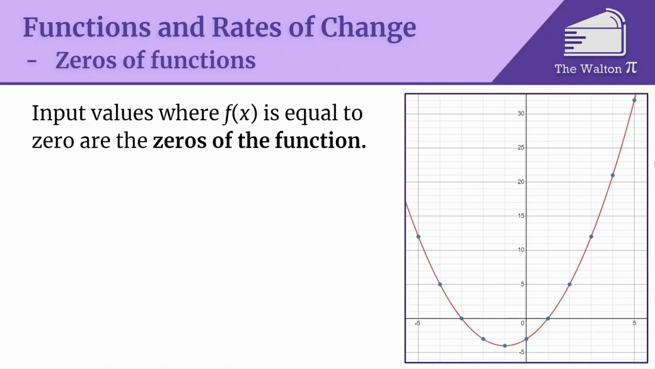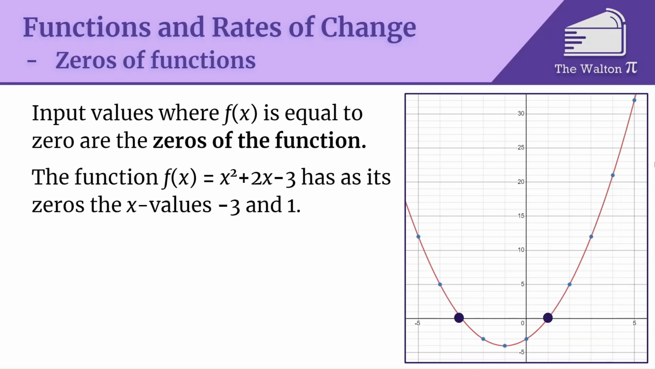One thing that we like to figure out about functions is where the function is equal to 0, and these are called the zeros of the function. You may also hear them referred to as roots of the function, but right now we're going to call them zeros of the function. So our function f of x equals x squared plus 2x minus 3 has as its zeros the values negative 3 and 1. Those are the two spots where this function is equal to 0.